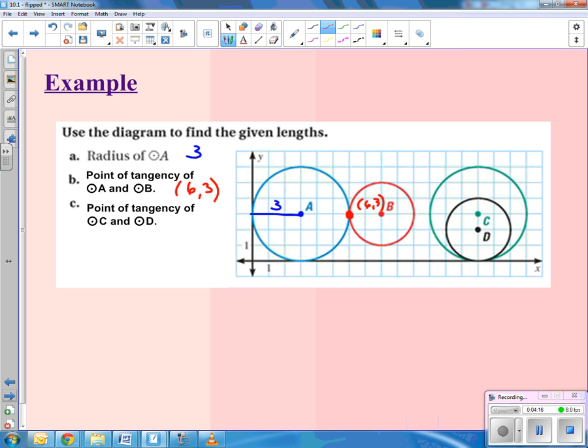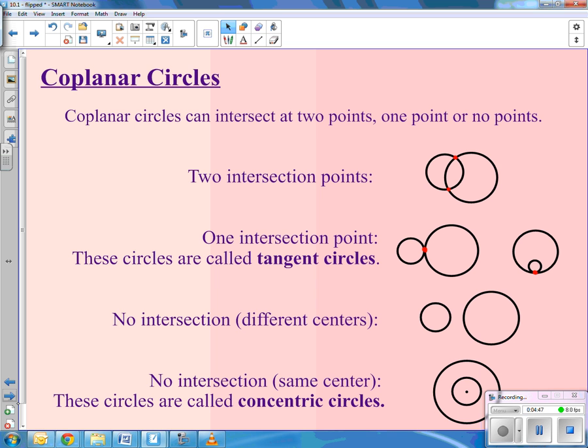Question C, the point of tangency for circles C and D. Notice that D is inside of circle C, but they still only intersect in one location, which is way out here at this point. That point is located at (14, 0). Any questions on these? You can bring that with you to class, but let's keep going.